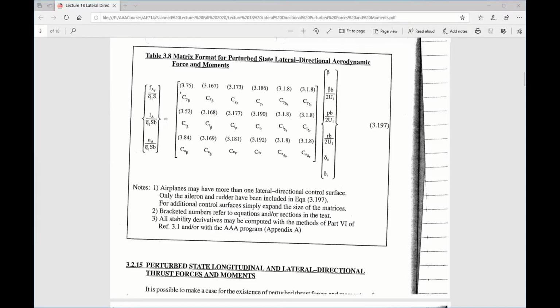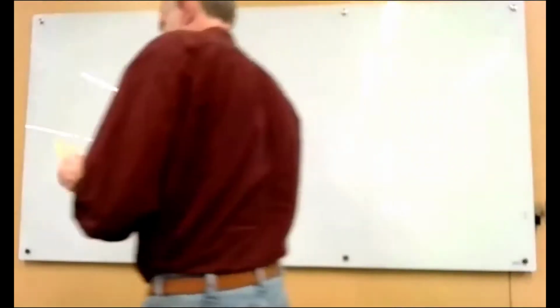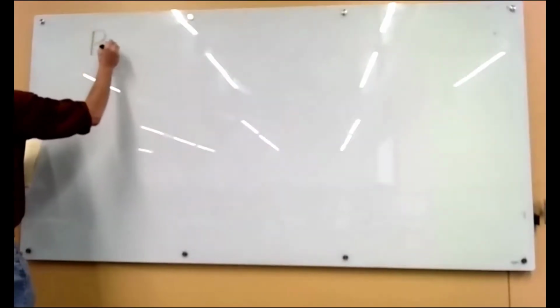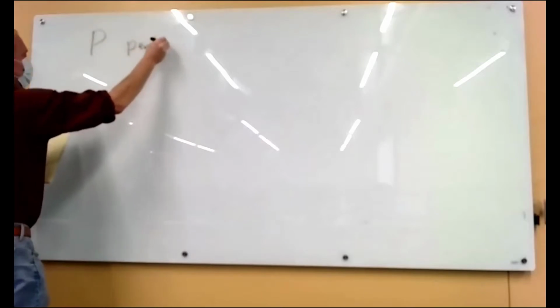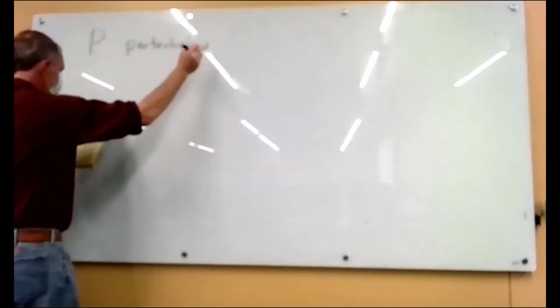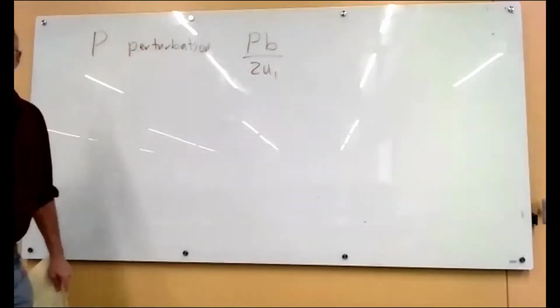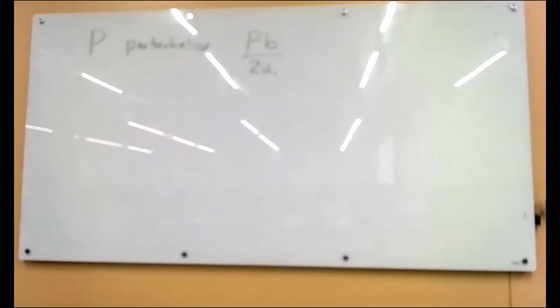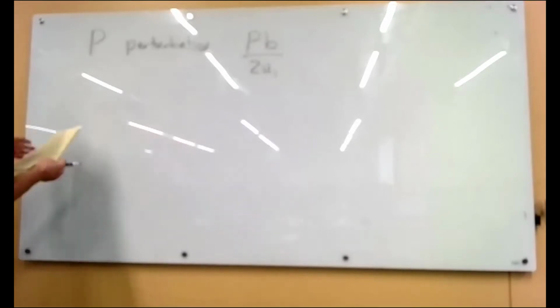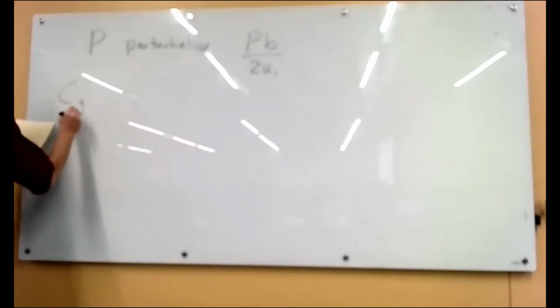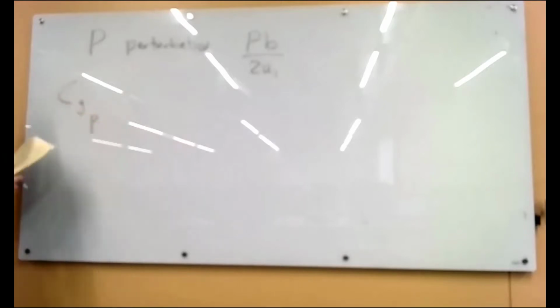So we're going to do the P, roll rate effect. So here's a P perturbation. And we always have a non-dimensional version of this because it's radians per second, so it's not non-dimensional all by itself. So the first thing I want to talk about is the side force due to yaw rate. We're just going to work our way through CY, CN, and CL and CN.